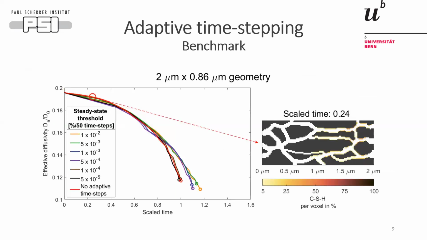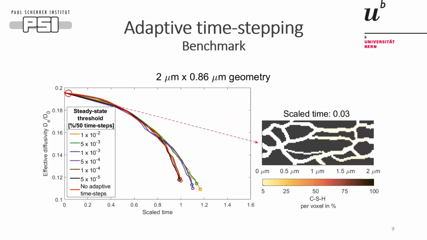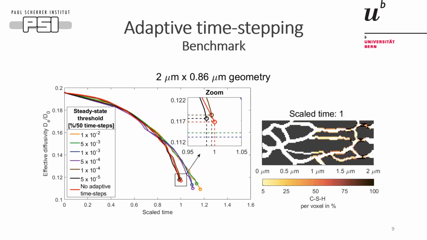So the adaptive time-stepping algorithm is benchmarked on this geometry with reactive transport models that all have the neural network integrated, and the simulations are stopped when the pore space is clogged by CSH precipitates. The shield porosity of CSH is not considered for the reactive transport model. Several simulations are performed with different steady state thresholds, which you can see here in different colors, and compared to a simulation without the adaptive time-stepping algorithm, here in red.